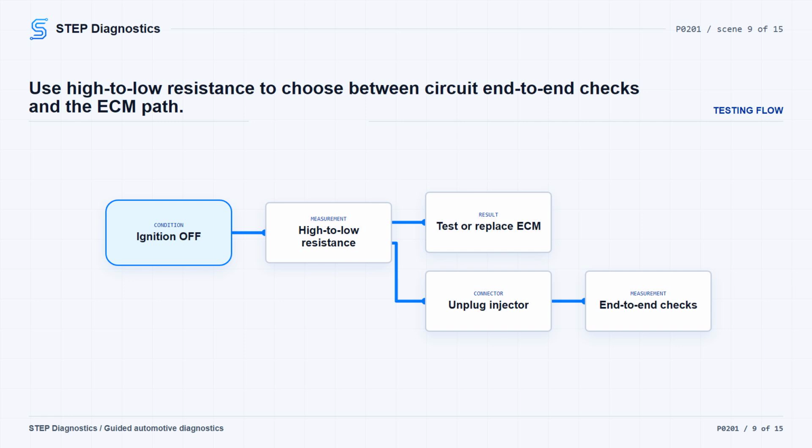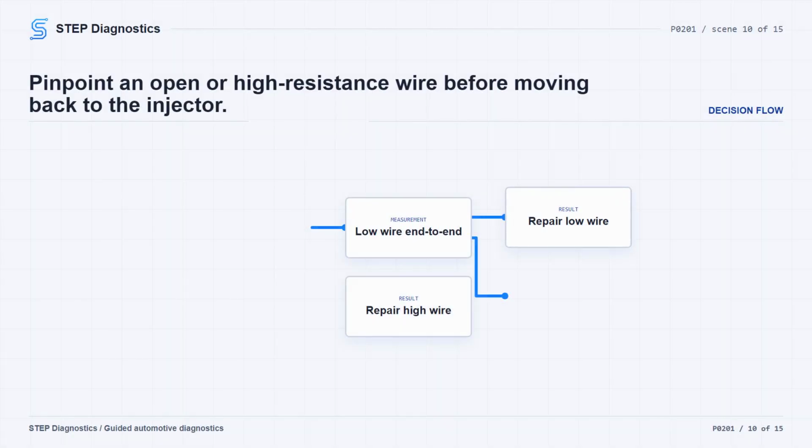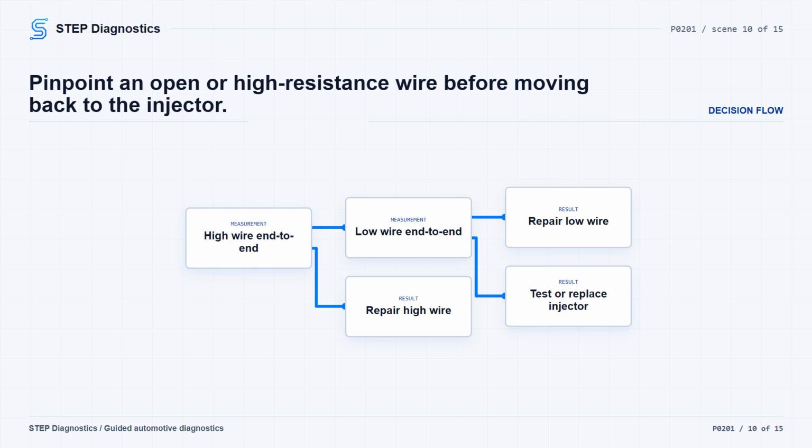If it is 10 ohms or greater, disconnect the injector connector and check the circuits end to end. The high control circuit should be less than 2 ohms. If it is 2 ohms or greater, repair the open or high resistance in that circuit. If the high side is less than 2 ohms, test the low control circuit end to end. That should also be less than 2 ohms. If it is 2 ohms or greater, repair the open or high resistance in that circuit. If both end-to-end checks are less than 2 ohms, the next step is to test or replace the fuel injector. If the high to low circuit resistance was already less than 10 ohms, the path is to test or replace the engine control module.